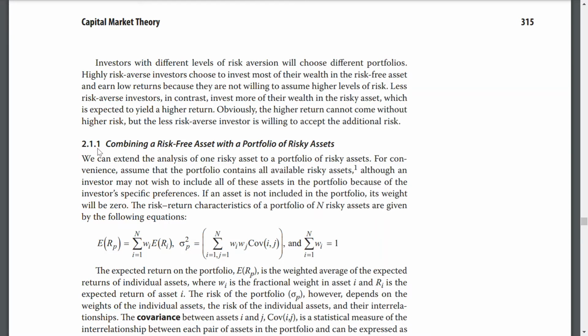Less risk-averse investors, in contrast, invest more of their wealth in risky assets, which are expected to yield higher returns. Obviously, the higher returns cannot come without higher risk, but the less risk-averse investor will accept the additional risk, combining risk-free assets with a portfolio of risky assets. Now we can extend the analysis of a risky asset to a portfolio of risky assets.